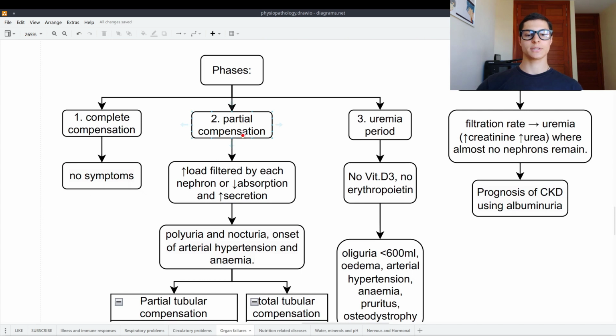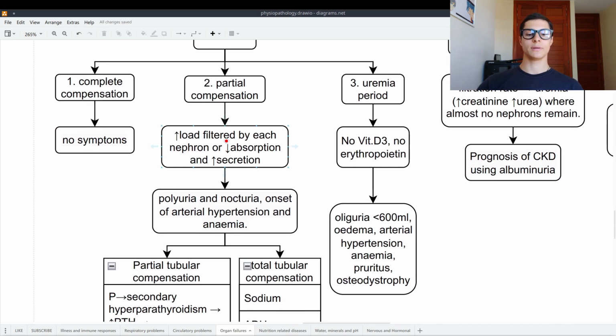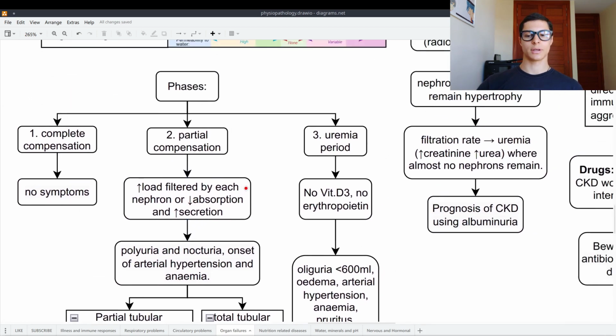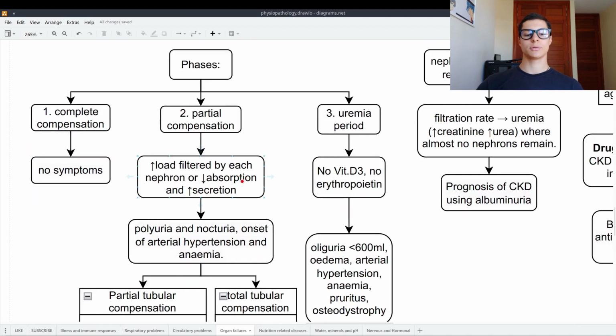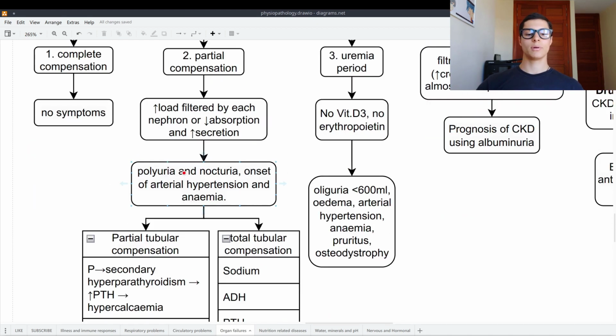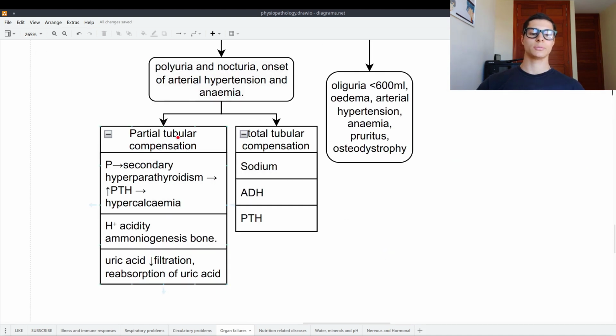The second one is the partial compensation, higher load filtered by each nephron, because they get bigger, or lower absorption and higher secretion, polyuria and nocturia, and also the onset of arterial hypertension and anemia. We have the partial tubular compensation and total tubular compensation.